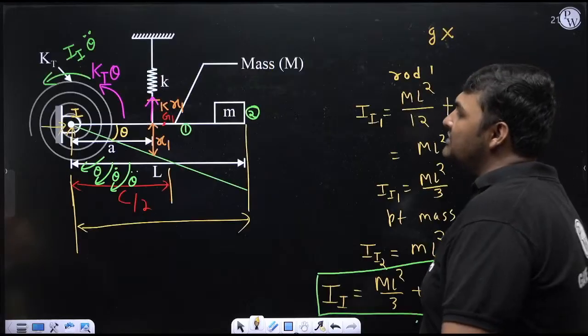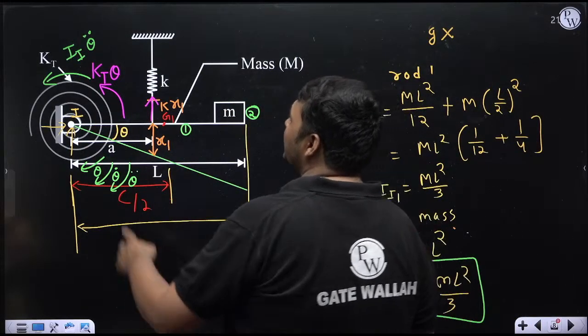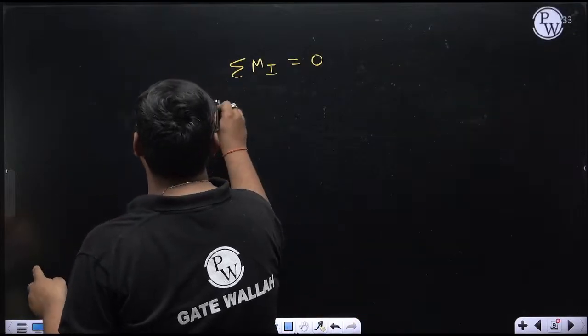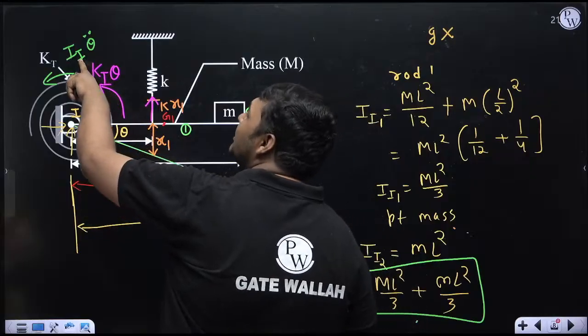So that's why I'm not considering the reaction here, because its moment about the hinge will be 0. Now one by one. First I am taking the inertial moment part. It is already a moment, so it will come as it is: I about I, theta double dot. It is already a moment, so here we will not multiply by distance.